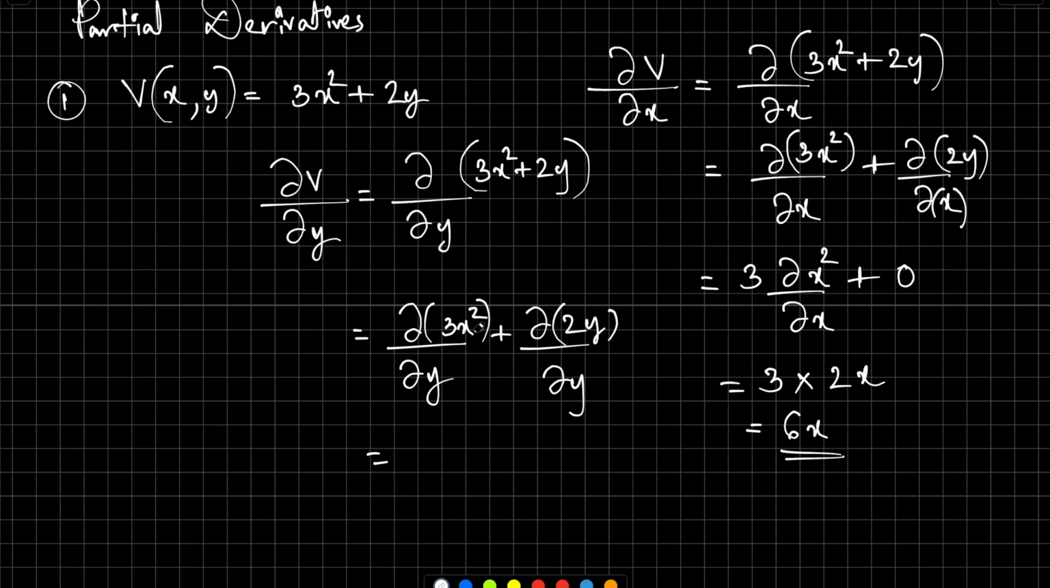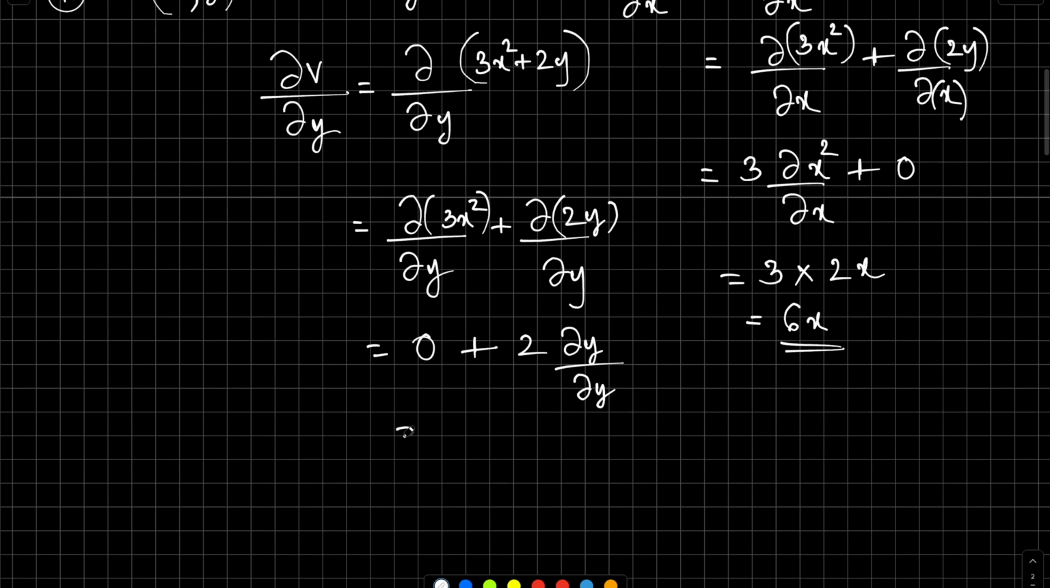In the first term, we have only x at the top, and we are differentiating with respect to y. If you are partially differentiating with respect to y, then x should be treated as a constant. So dou by dou y of 3x square, x is a constant, so x square is a constant, so 3x square is another constant, and dou by dou y of a constant is 0. The first term is gone. The second term, take 2 outside, and dou y by dou y. Dou y by dou y is 1, so the answer is 2. So that's how you find partial derivatives.